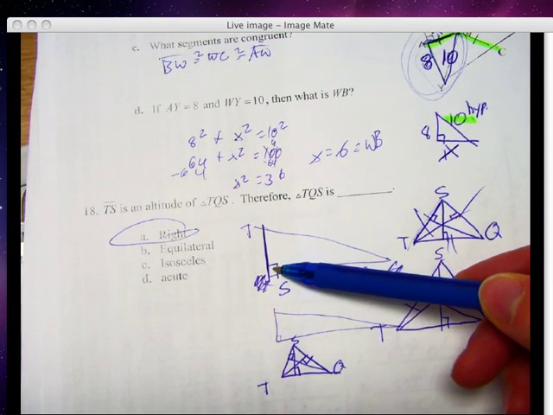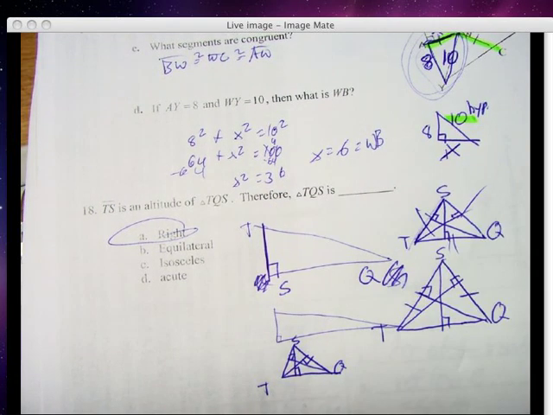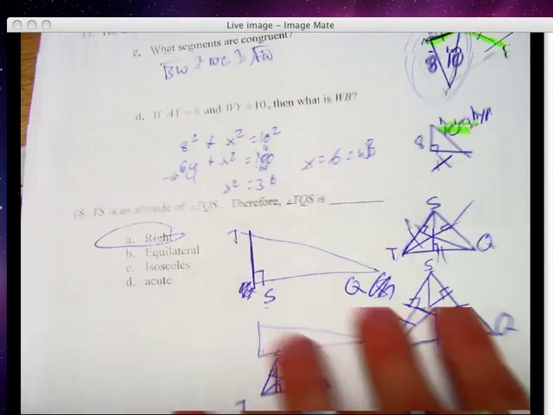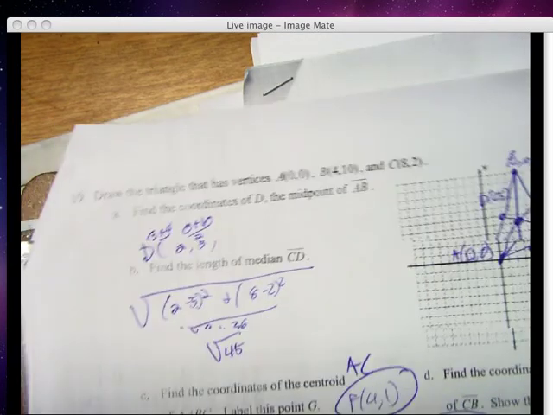You should really write this down for this test. And it goes through the vertices. Okay? All right. Let's look at 19. 19 is maybe where we had some trouble.